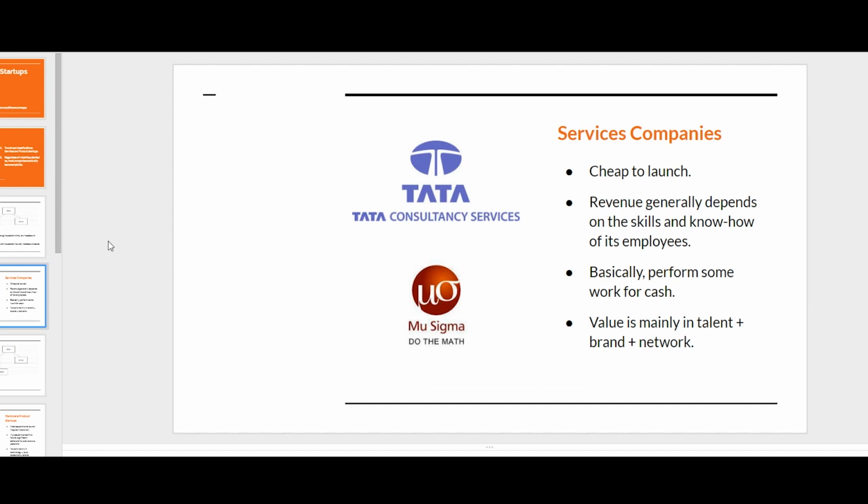So TCS and Mu Sigma, they're examples of two quite famous services companies. They were easy to launch, they perform some work for cash, and their main value is in the talent that they hire. And eventually, once they become big, it's the brand and the network that they bring as well.